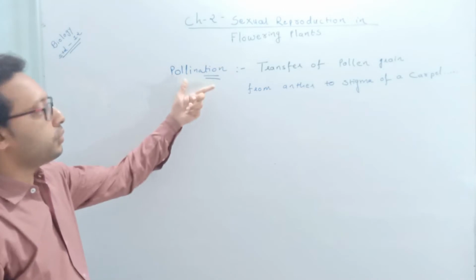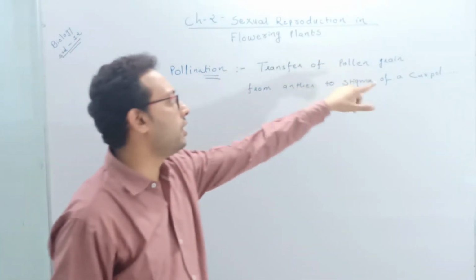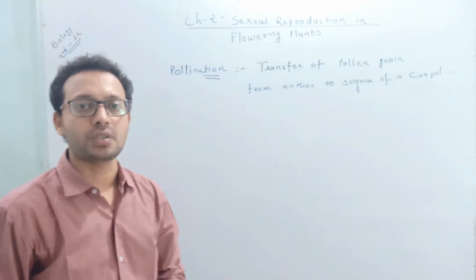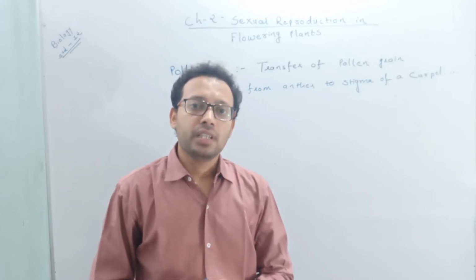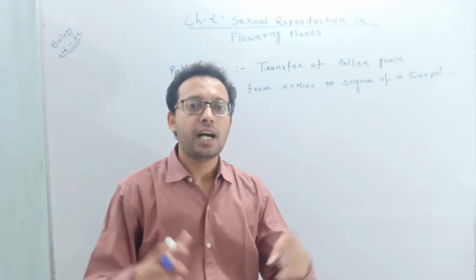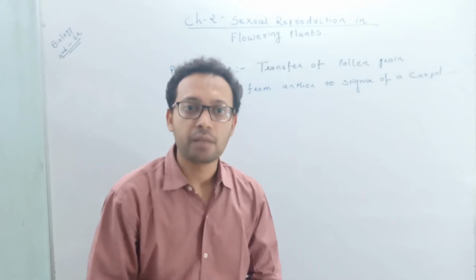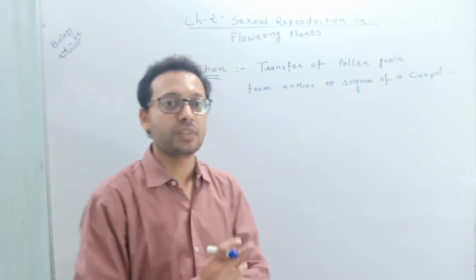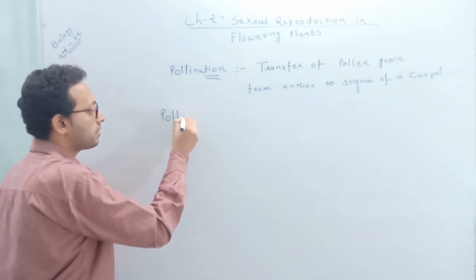Now you know the meaning of pollination. I hope everybody knows the meaning of pollination. It's a transfer of pollen grain from anther to a stigma of a carpel. This is called pollination. Here it is transferred, but you know that both the gametes are non-motile, meaning they cannot move. They need help to transfer. And the agents which help in the transfer process are called pollination agents.